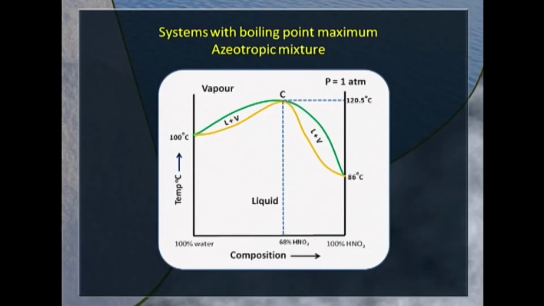Let us look at an example of a system which shows a boiling point maximum, that means shows an azeotropic mixture. This is offered by nitric acid. Nitric acid forms an azeotropic mixture with water having 68% nitric acid. You can see there is a boiling point maximum. The temperature is 120.5 degrees, which is more than the boiling point of nitric acid and water. Let us now try to explain what is meant by azeotropic.